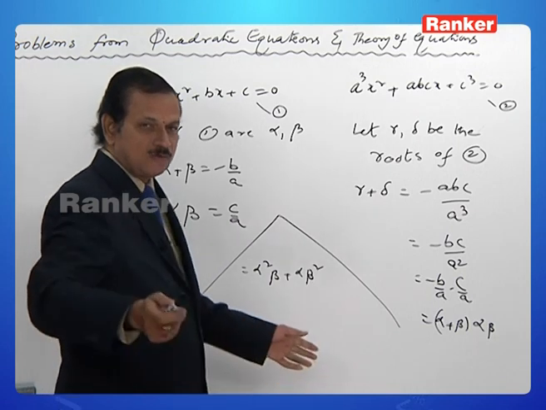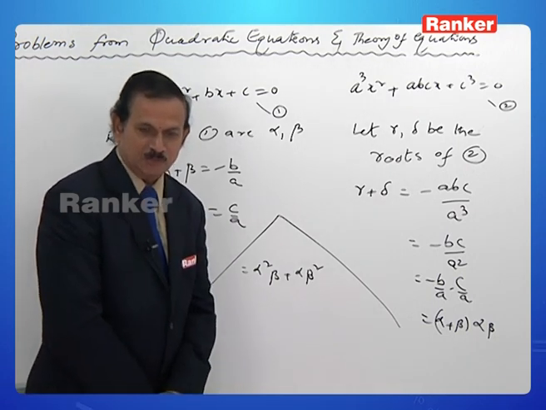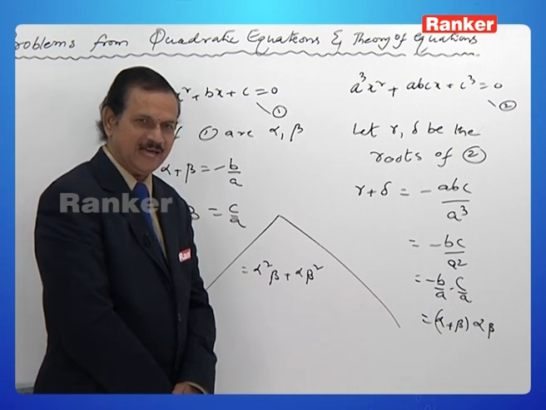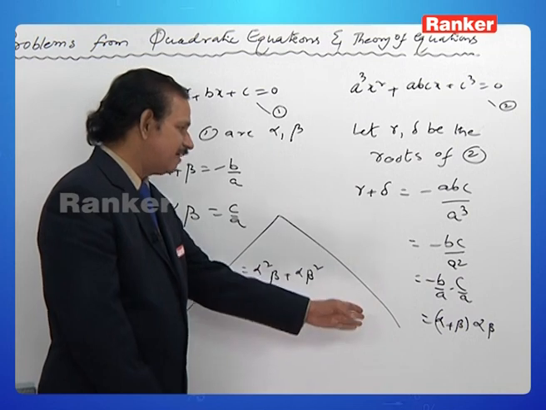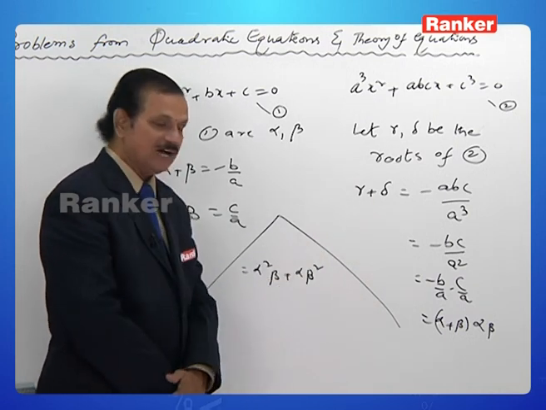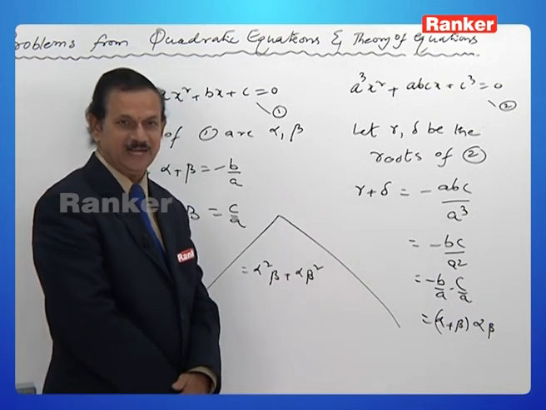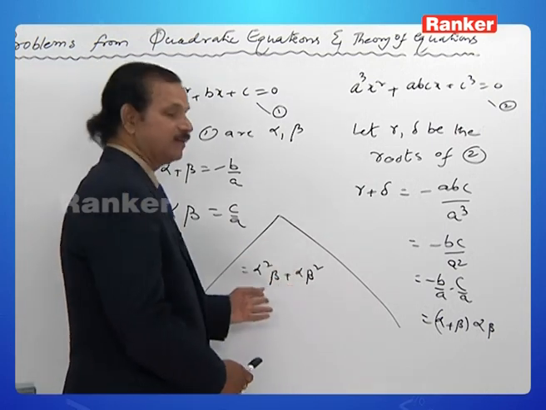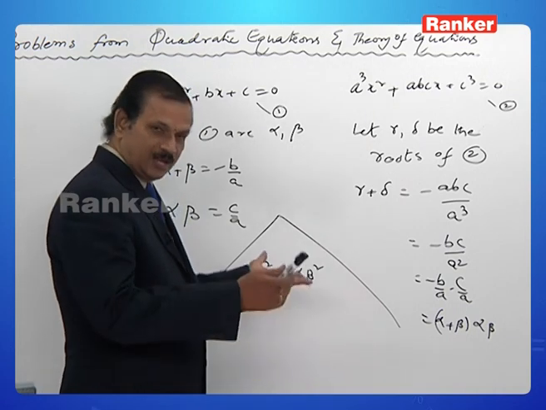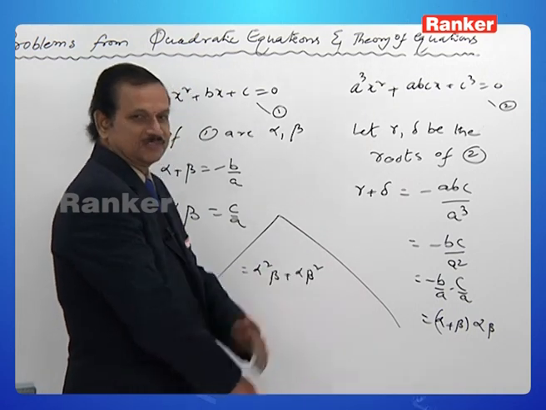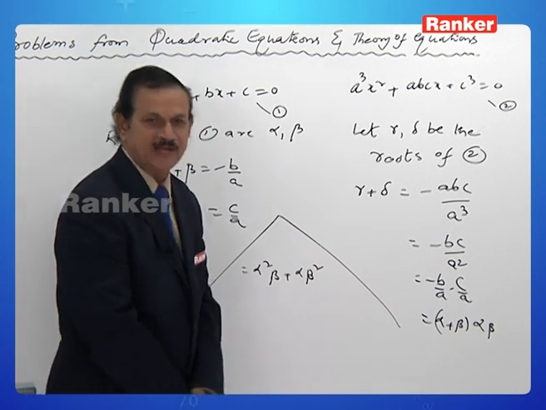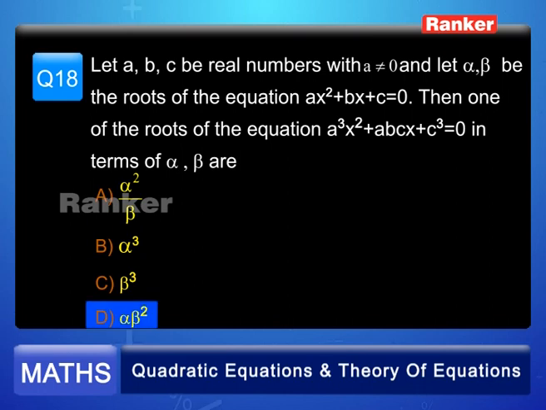Let us have a look over the options given. Please look at option D. Alpha beta square is also there, and we could have arrived at this: gamma plus delta is alpha square beta plus alpha beta square, so we can notice that alpha beta square is one root and alpha square beta is another root. That is absolute and proper guessing. Therefore, one of the roots is alpha beta square. What is the right option? Option D, the fourth option, is the correct option.